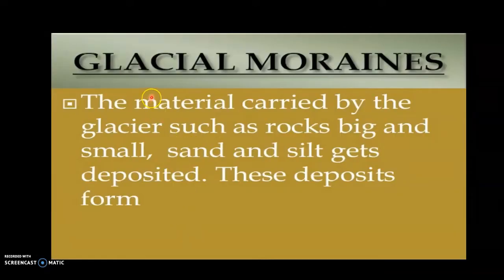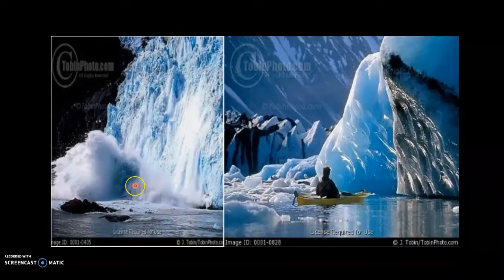Then second one is glacial moraines. What do you mean by glacial moraines? The material carried by the glacier such as rocks, big and small, sand and silt gets deposited. These deposits form glacial moraines. So once more, what are the two features of ice? Glaciers and glacial moraines.